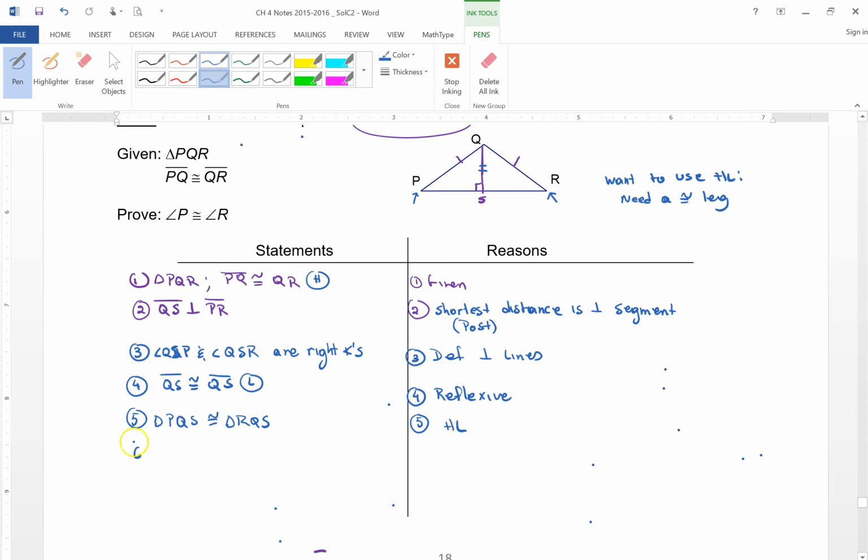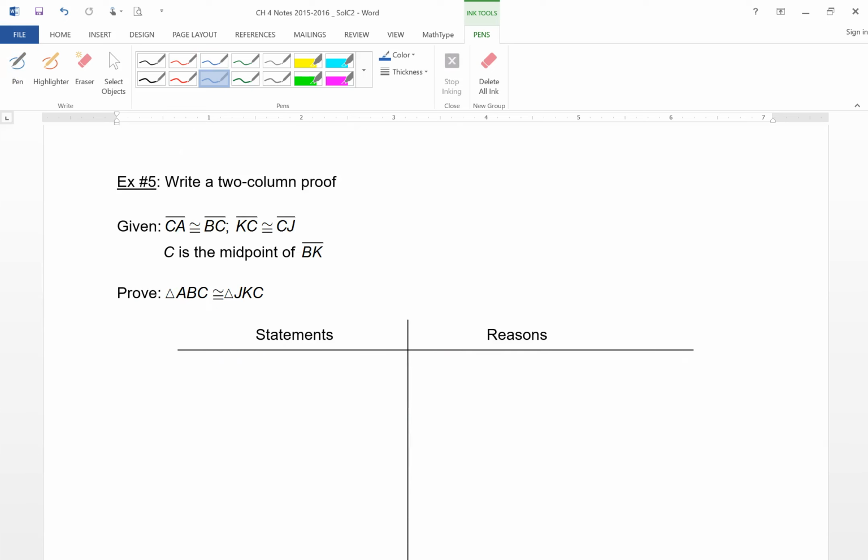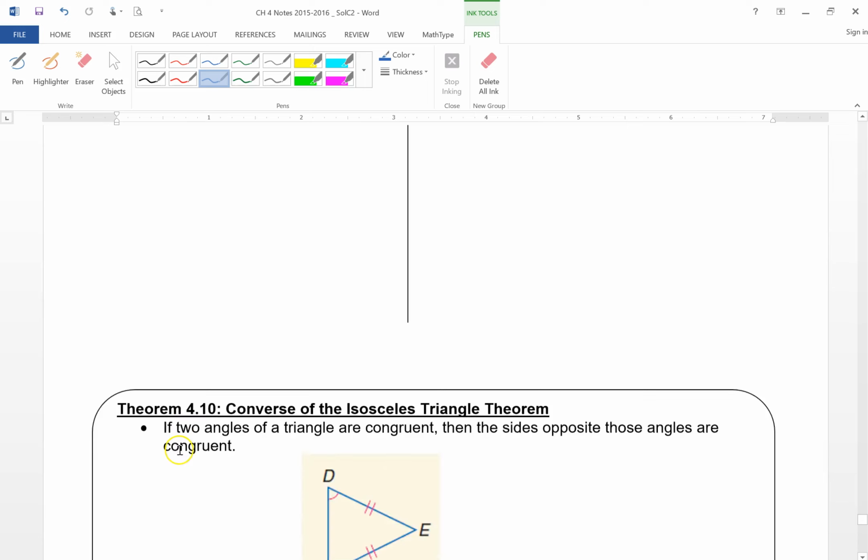And next, how do I prove angles are congruent? Okay? I love CPCTC proofs. So here we go. We just proved that theorem. All right, so we're skipping this proof for now. We're going to come back to it later.